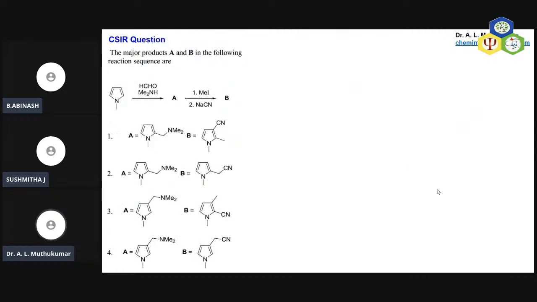Now I'd like to discuss a few CSIR questions based on pyrrole as a reactant. I think anyone can answer this question. It is an easy question, so let me explain it. What is happening here is that N-methylpyrrole is treated with formaldehyde and dimethylamine. I have already said this will lead to the formation of an iminium ion, that is the Mannich base.